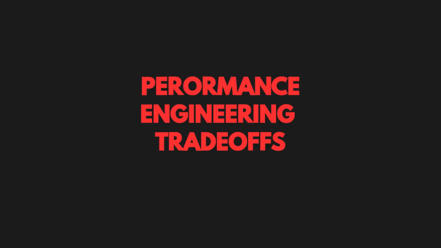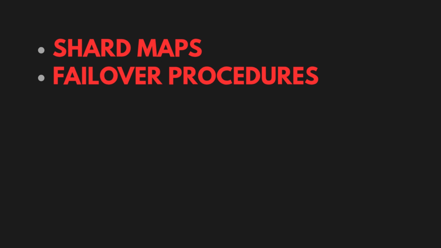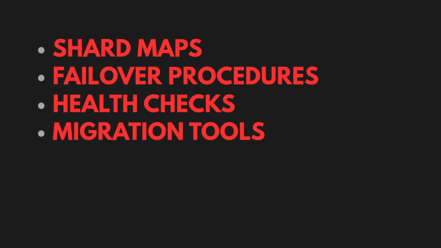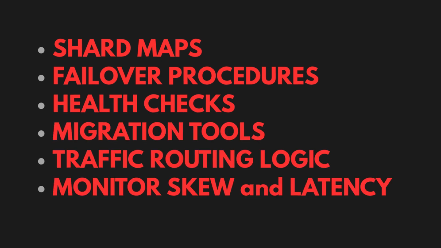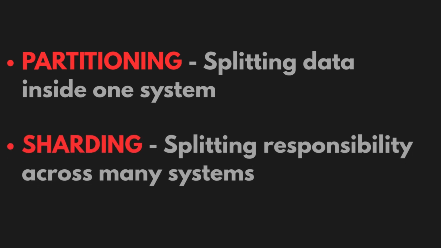This is the point where the database stops being just a database and becomes a distributed platform. You now need shard maps, failover procedures, health checks, migration tools, traffic routing logic, and constant monitoring of skew and latency. Partitioning was about splitting data inside one system. Sharding was about splitting responsibility across many systems.